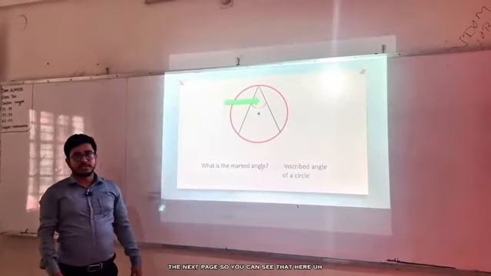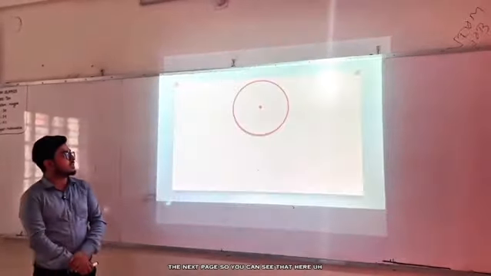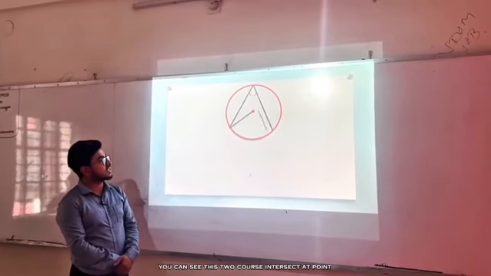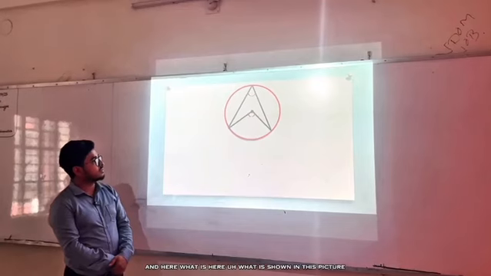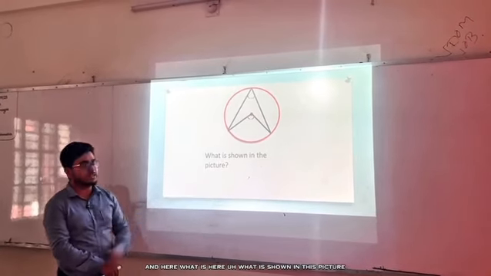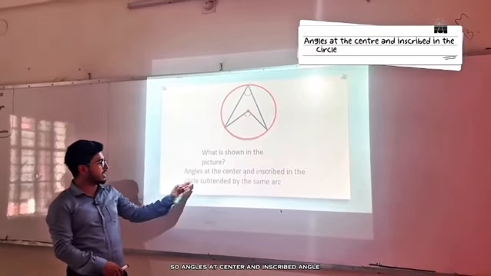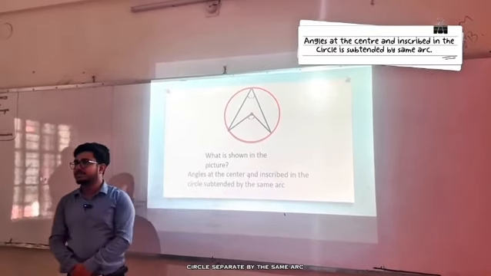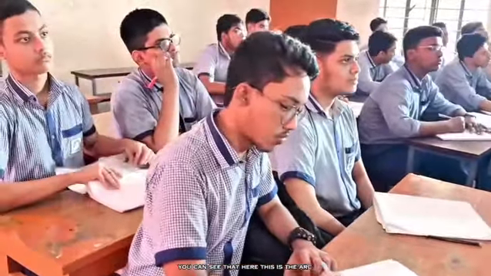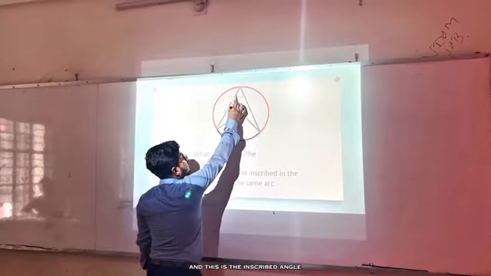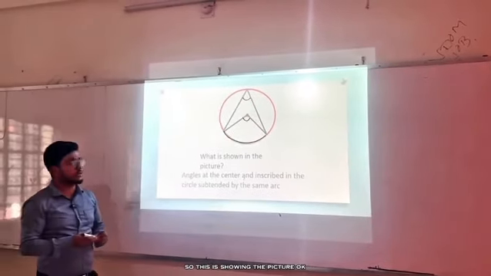Okay. The next page, here is another picture. We can see these two chords intersect at a point. What is shown in this picture? The angles at the center and the inscribed angle are subtended by the same arc. You can see that this is the arc, this is the central angle and this is the inscribed angle. So this is shown in the picture, okay?